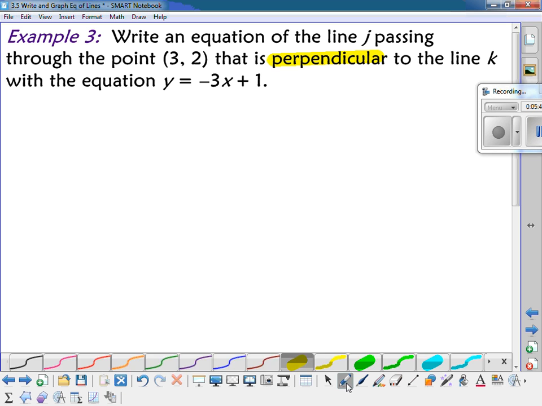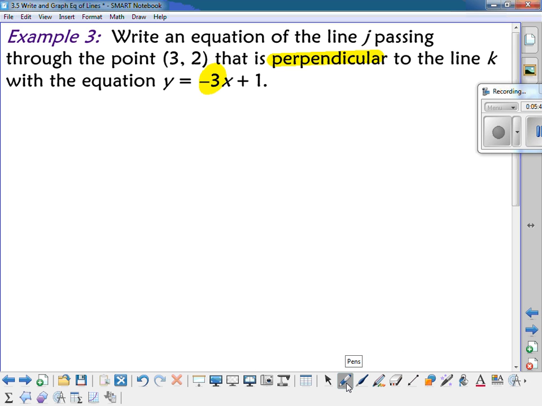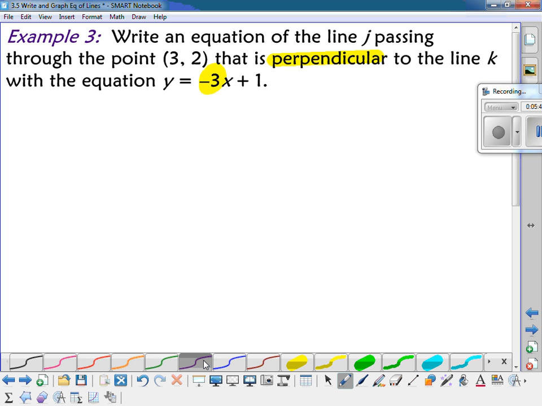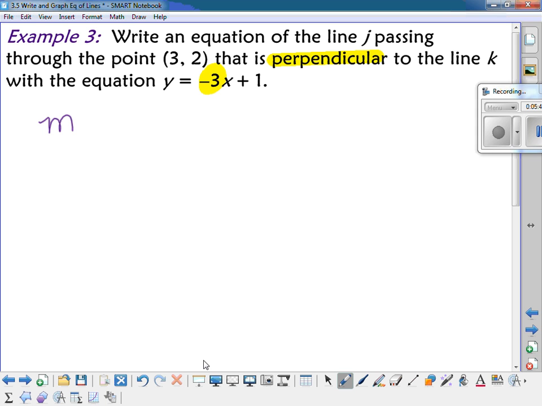So our original slope is negative 3, but because it's perpendicular, I have to take the opposite reciprocal. So this perpendicular slope is going to be a positive 1/3. And then your x sub 1, y sub 1, in this case is (3, 2).